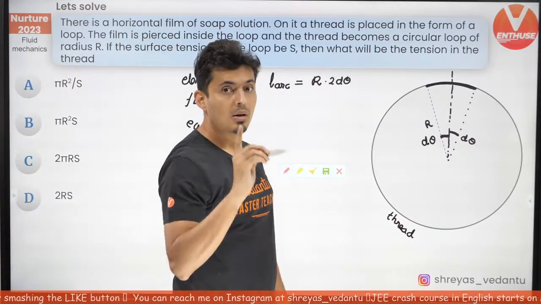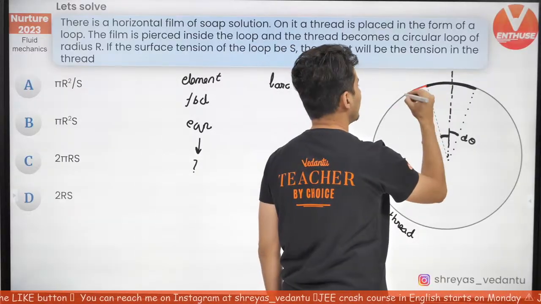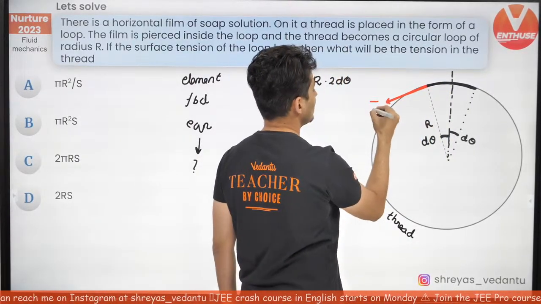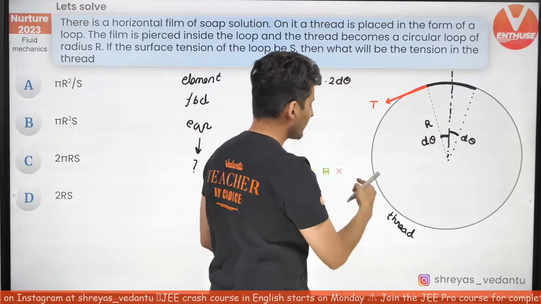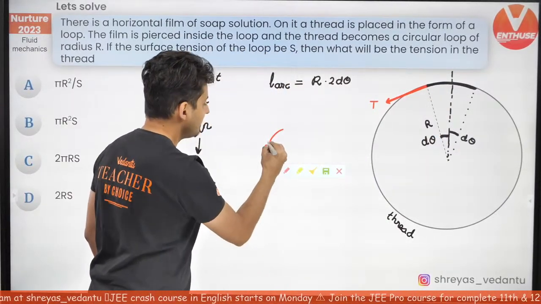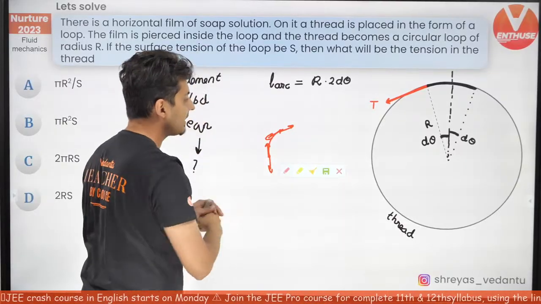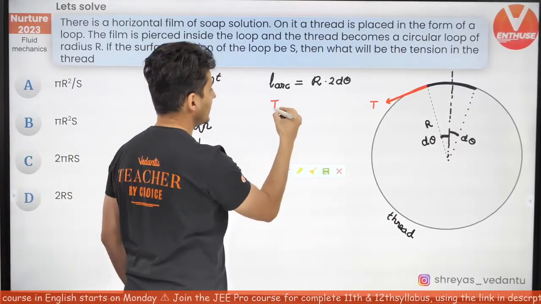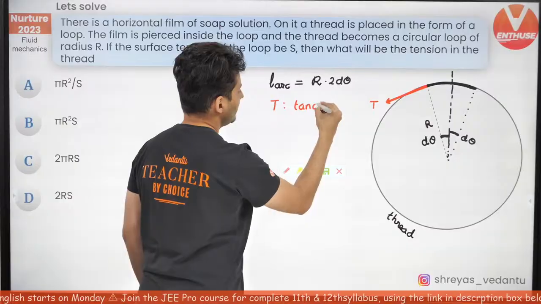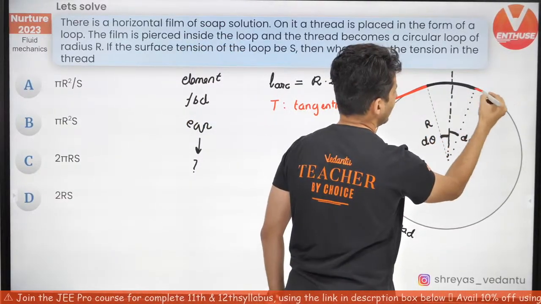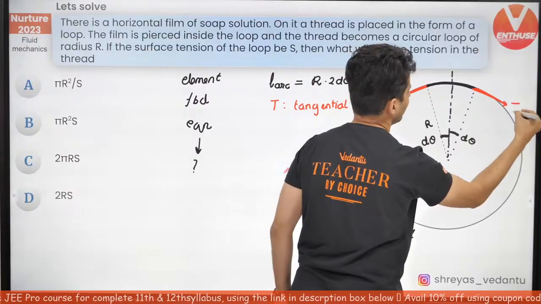Think carefully. One force is basically the force of tension. The force of tension will always act tangentially. So this is the force of tension within the thread. Every point on the thread will experience tension. This point will also experience tension. Tension will act tangentially, so the tension is always going to be tangential to the thread. So tension here, and there will be obviously tension this way.